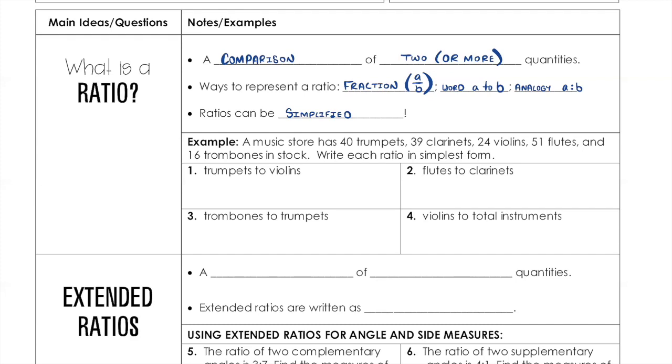And last thing is ratios can and should be simplified. If it's not reduced, it's not necessarily wrong. It's just not the most right.